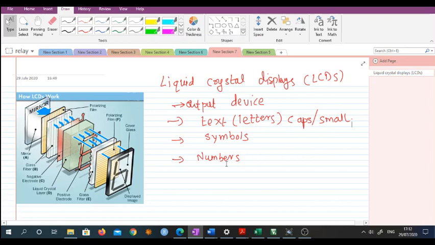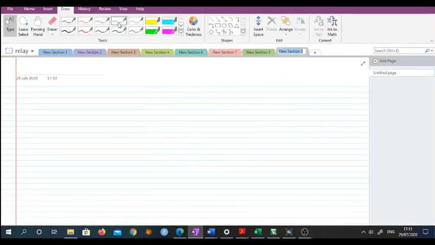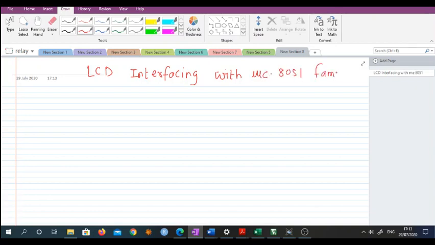These displays are very small in size and they cannot display graphics. For graphics, there are different LCDs which come in the market nowadays. They are called GLCDs, graphical liquid crystal displays. So in today's class, we are going to discuss how the basic LCD module is interfaced with the microcontroller 8051 family. This is what we are basically interested in.